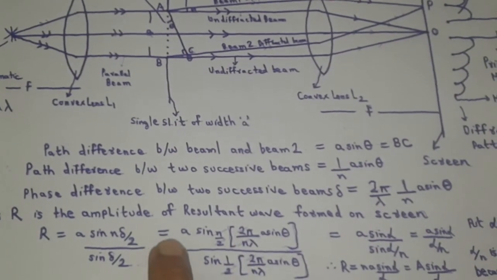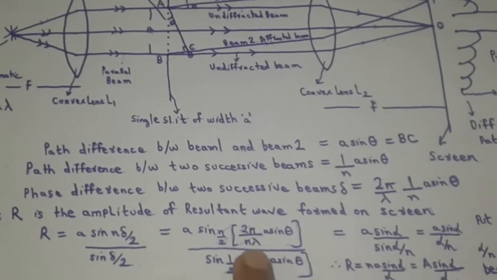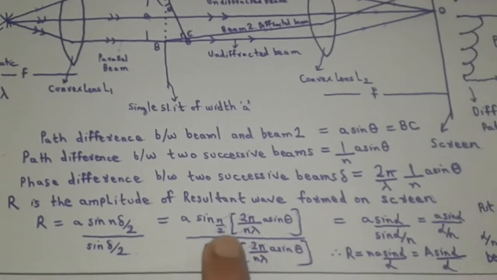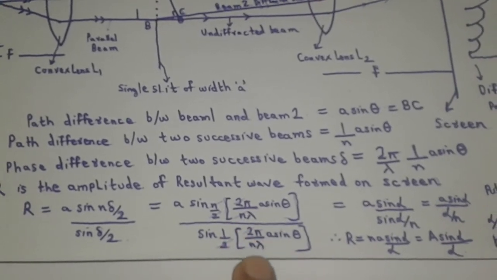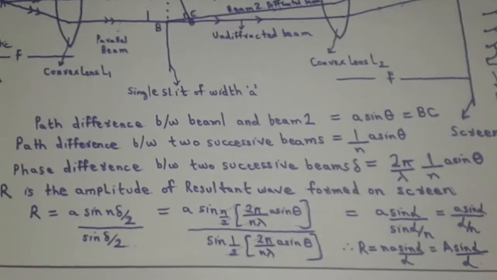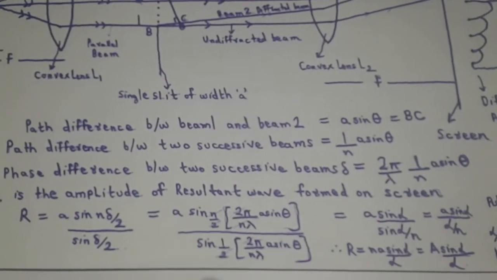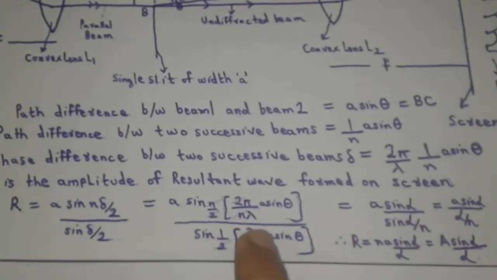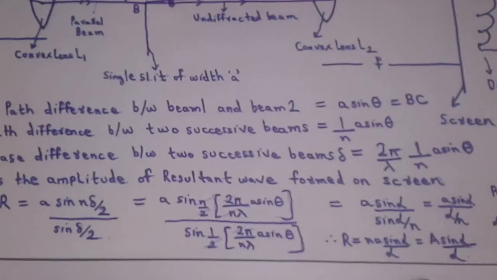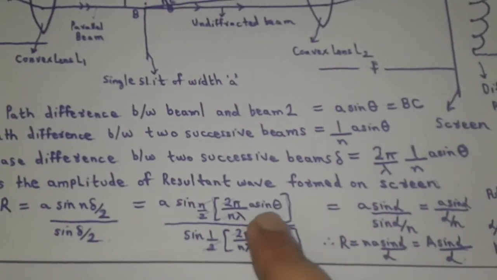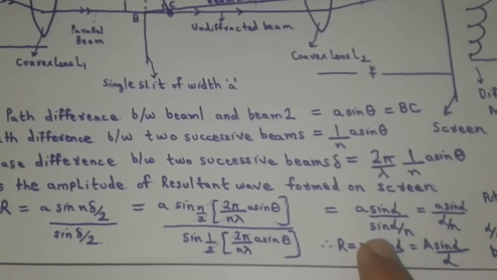Substituting the value of delta, we get A sin n by 2 pi upon n lambda A sin theta divided by sin 1 by 2 bracket 2 pi upon n lambda A sin theta. From n we cancel the n, from 2 we cancel 2, and from 2 we cancel 2 in the denominator. We substitute pi upon lambda A sin theta equal to alpha, so we get A sin alpha upon sin alpha upon n.